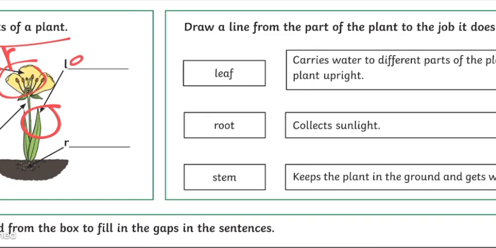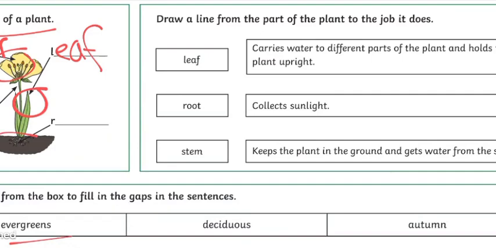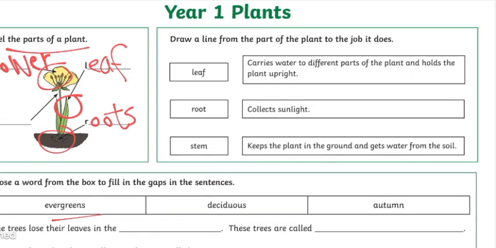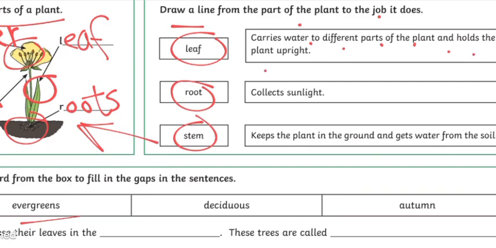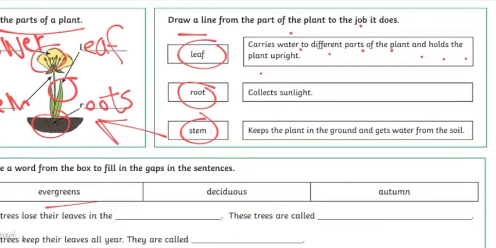It's only one, so we can write leaf and we can also write leaves. It's okay. What about this one under the ground? Roots. What about this? Start with letter S. Stem. That's right. So now draw a line from the part of the plant to the job it does. We have leaf, root, and stem. We already have the spelling of the answers. Carries water to different parts of the plant and holds the plant upright. What can hold your body upright? Of course, the stem, right?